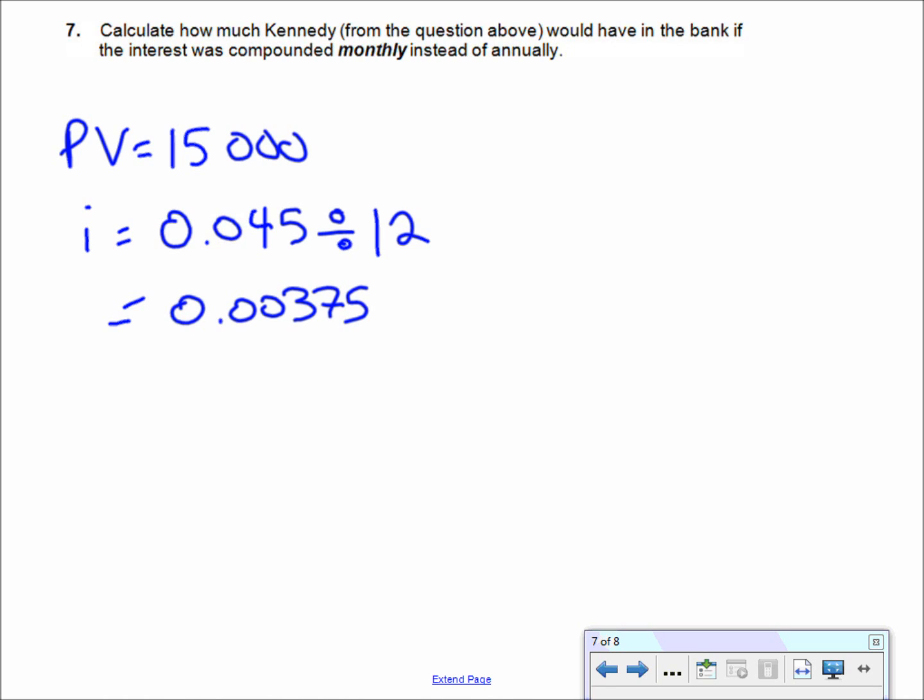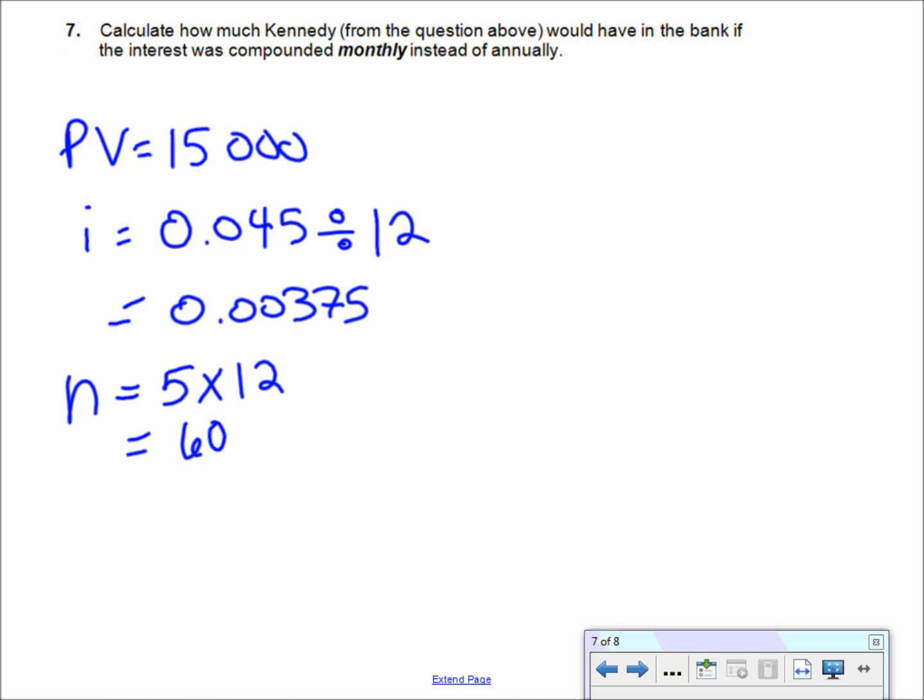Now n was 5 years. Does everyone agree with that? However, now we're getting interest for 5 years, 12 times a year, because we're getting tiny bits of interest each month. So now n is going to be 5 times 12, so it's actually 60 times. Does this make sense? So instead of getting that one chunk of 4.5% every year, you're now getting little bits of it every single month.